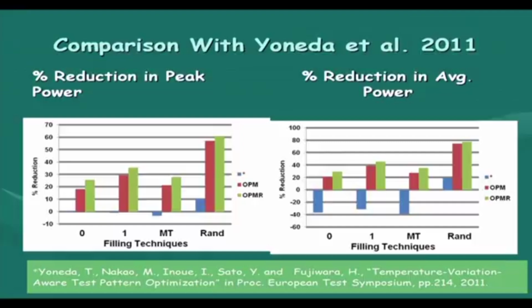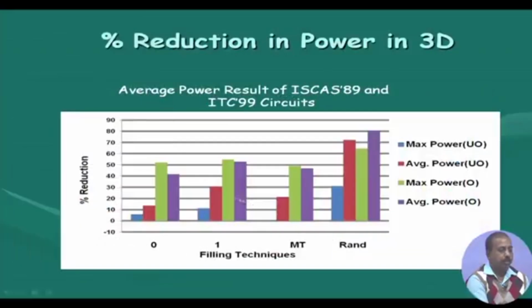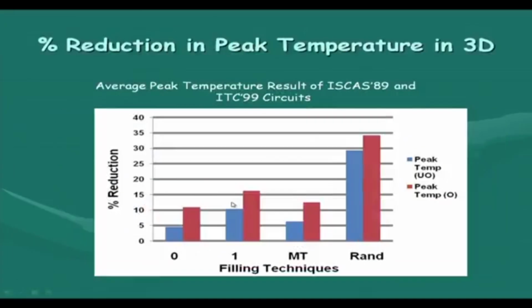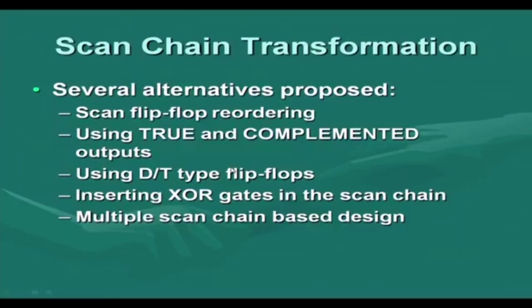This is a comparison with some previously published work in 2011. This is the percentage peak temperature reduction compared to different filling techniques. This is the peak measurement, and this is the reduction part of it. For 3D also, there are reductions just like 2D. This is the temperature reduction in 3D. This is the variance reduction in 3D.